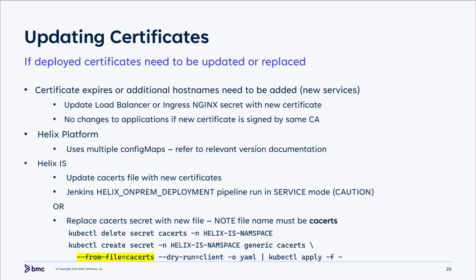Some of the pods you may need to restart for them to pick up the new file, but you don't have to use Jenkins to update it. The one important thing to point out in that case is that the file name that you use to create the secret must be CA certs, because that gets encoded into the secret, and that's needed by the applications. That's what they're looking for. So don't call your CA certs file new CA certs or updated CA certs, for example. It must be called CA certs if you use that method.